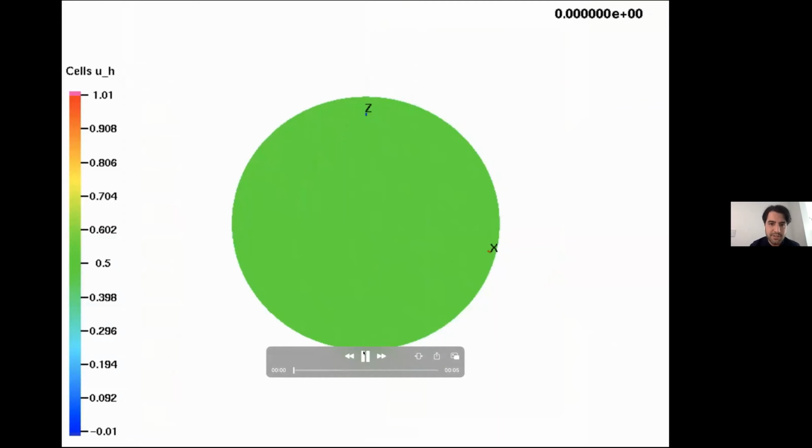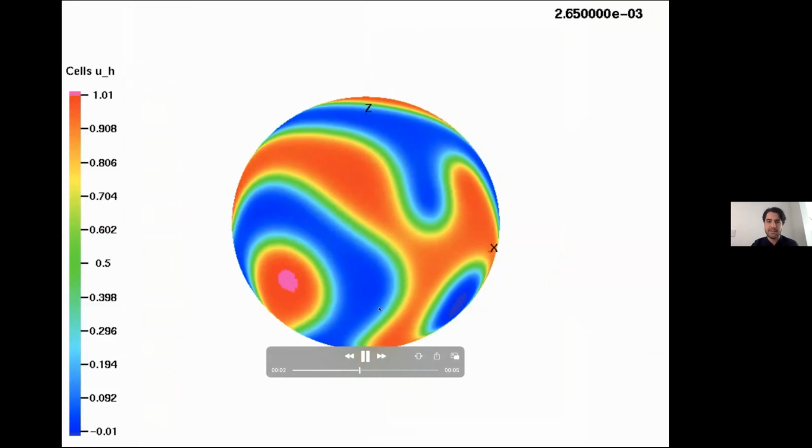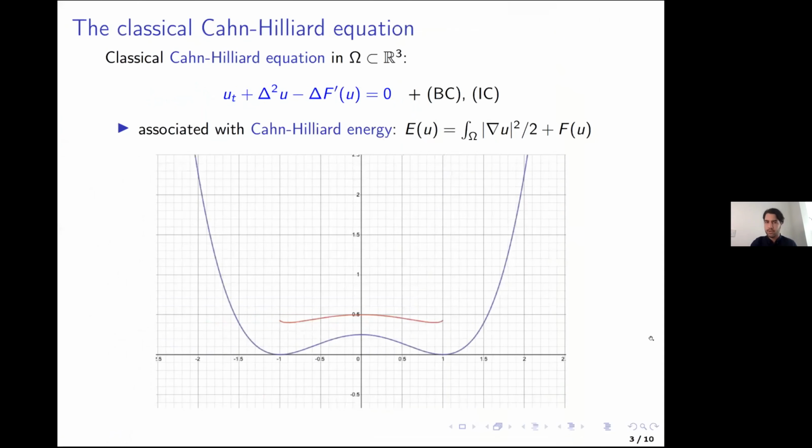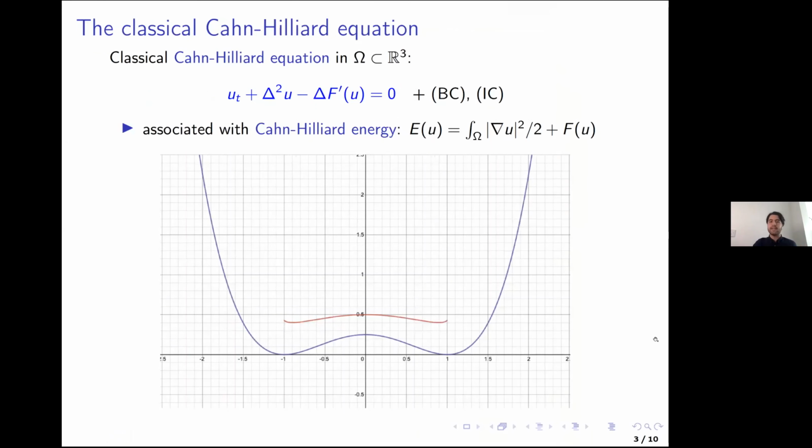A nicer video, for example, this one on a sphere. Right, it's the same type of phenomenon. These are not my simulations, but let's pretend that they are for now. Okay, so this is the type of phenomenon we're trying to model. So this is the last part of the title, Cahn-Hilliard equation.